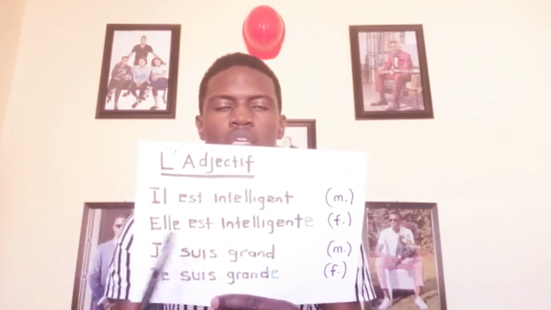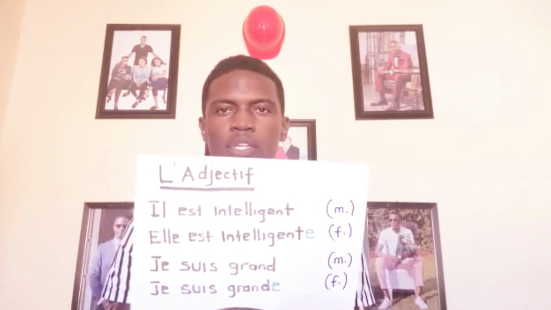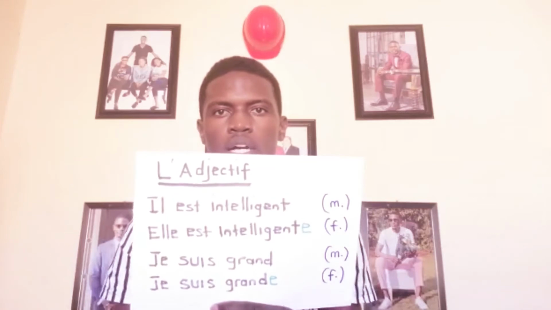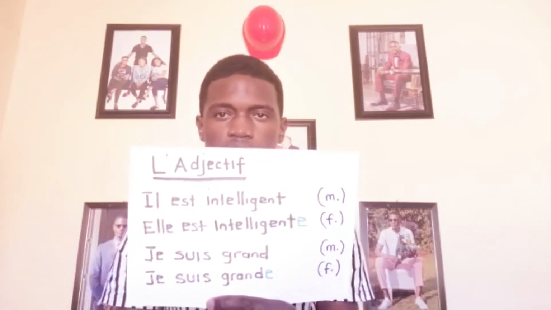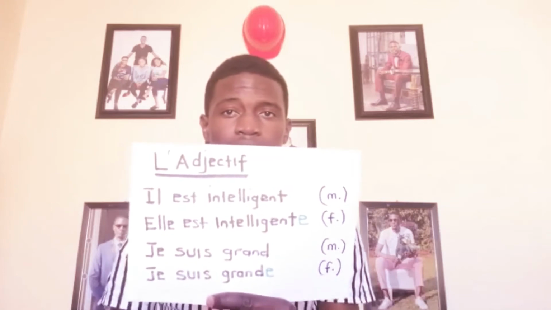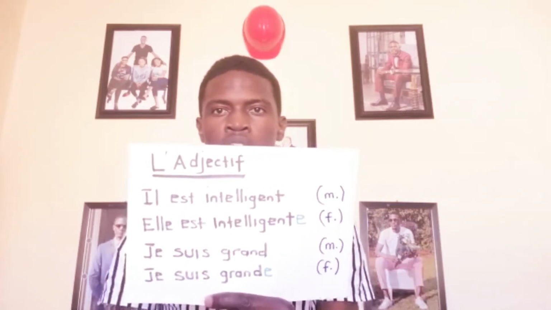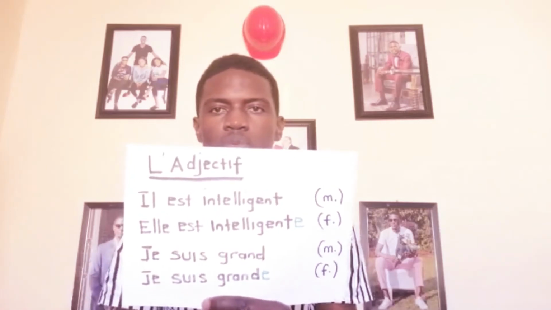So, for instance, if you'd like to say, he is happy, happy becomes the adjective because it describes what that person is feeling. It means they are happy. So that's what an adjective is. Here we have a few examples that we'll look at.